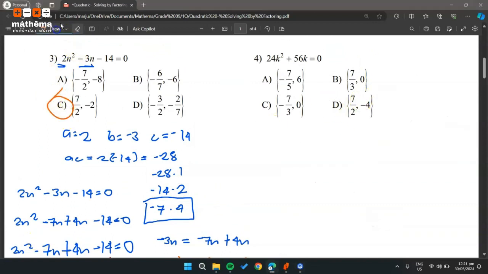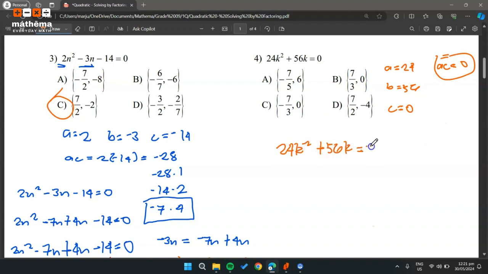So number 4, again, our A is 24, our B is 56, our C is 0. Now, if we're going to make use of the same process, A times C is 0, and again, it doesn't make sense, right? It will not give us factors of 0 that when added will give you 56. We cannot do that. But if we look at our equation, we have 24k squared plus 56k equals 0. We can actually factor out numbers and then terms or variable.